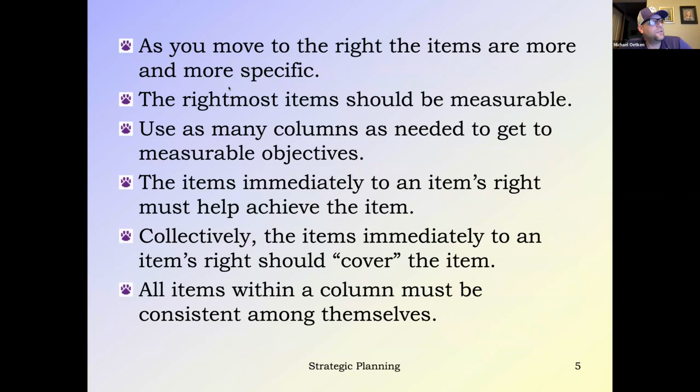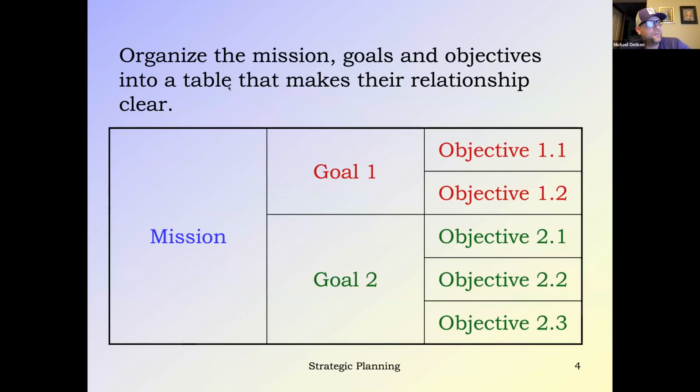So, if we're looking at that chart, the areas on the right, those are more specific. They need to be measurable. And then if we take a look here, as we move from right to left, each of those objectives have to support the goal to achieve that goal. And then each of those goals have to help support the mission of an organization.